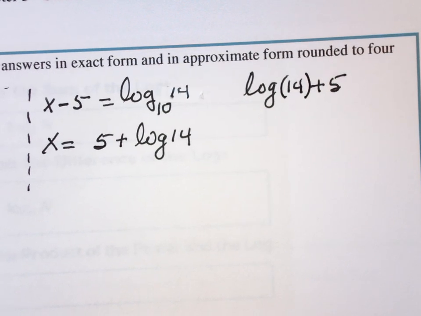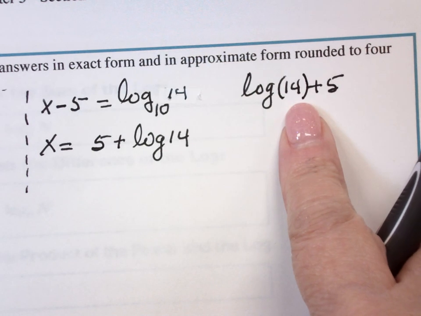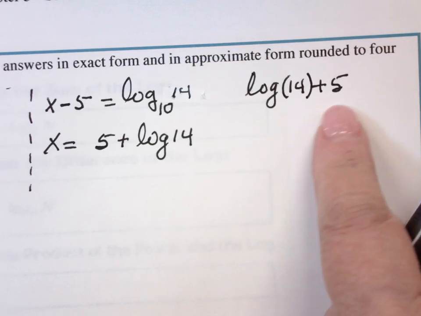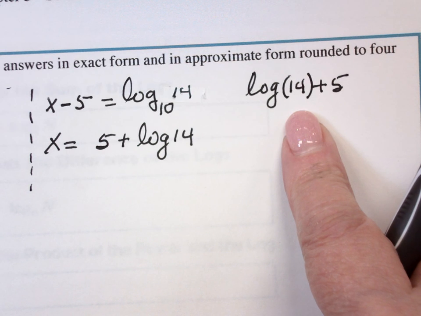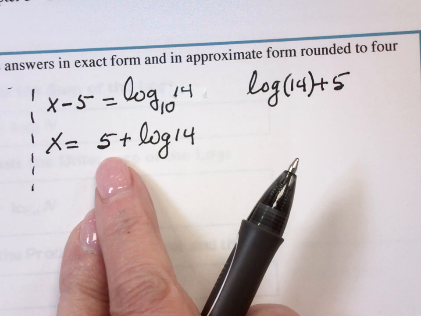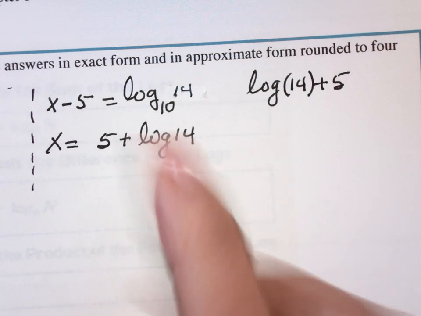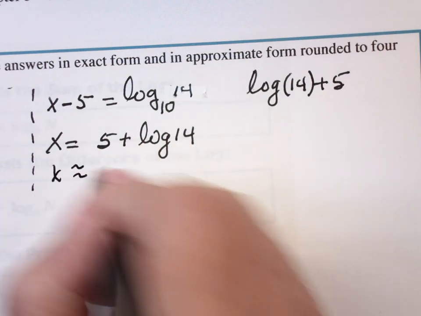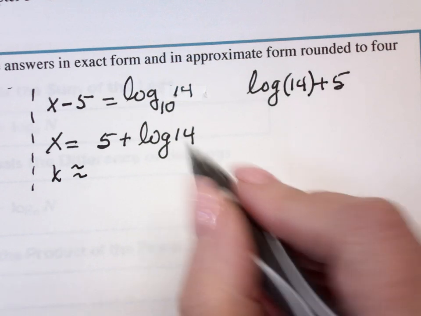If I try to put it in my calculator and I don't put it in in this fashion, it will assume the 5 and the 14 are together. And then you'd be taking the log of 19. So that's why so often you see it written with the constant in front of the logarithm, so you don't mistake it for being part of the argument. Well, x is approximately, with my handy dandy little calculator, 6.1461.